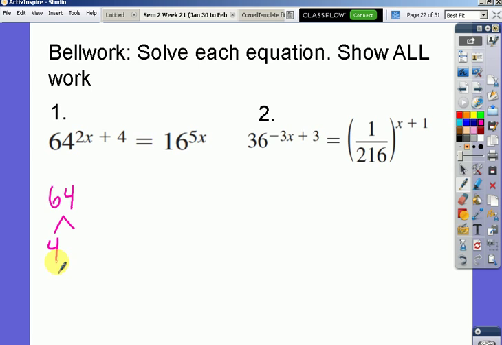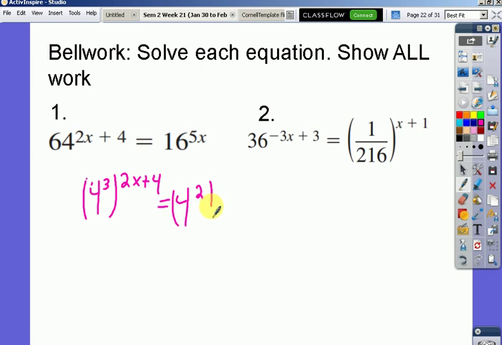I get 4 and I get 16, right? 4 and 4. So you should get 4 cubed. Yeah, so 4 cubed, parentheses, 2x plus 4. I'm going to erase this factor tree part. Okay. And then the other one, we get 4 squared. So 4 squared in parentheses 5x.